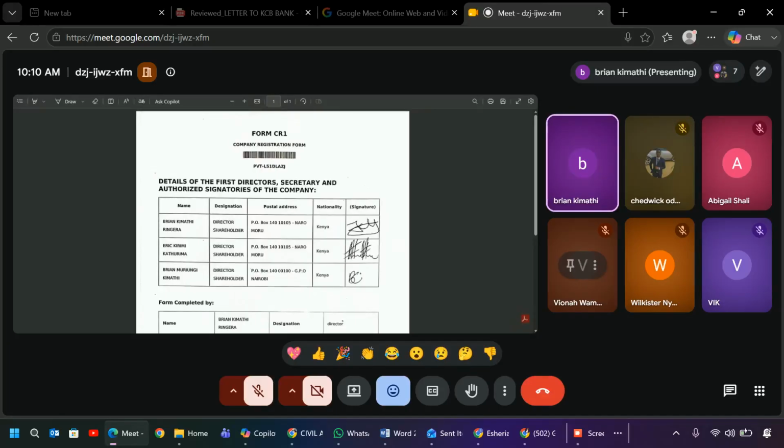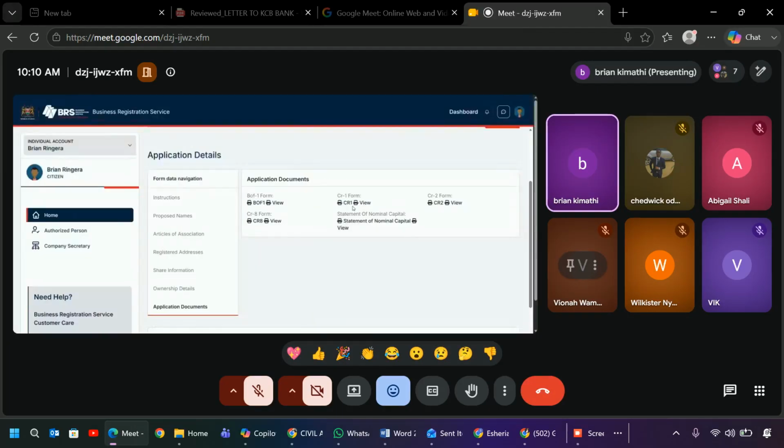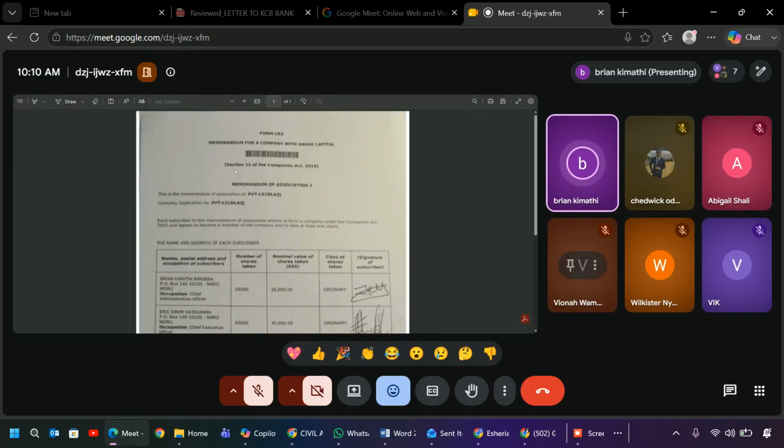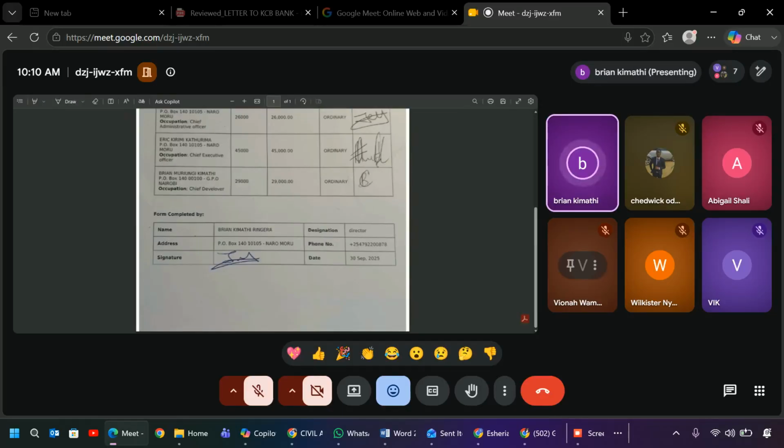Then CR2. CR2 is pursuant to section 13 of the Companies Act. We saw that section 13 of the Companies Act is the memorandum for a company with share capital. It's a memorandum of association. Each subscriber to this memorandum of association wishes to form a company under the Companies Act 2015 and agrees to become a member of the company and take at least one share. So for you to subscribe to a memorandum of association, you have to subscribe to the shareholding. That's a must. That is from CR2.